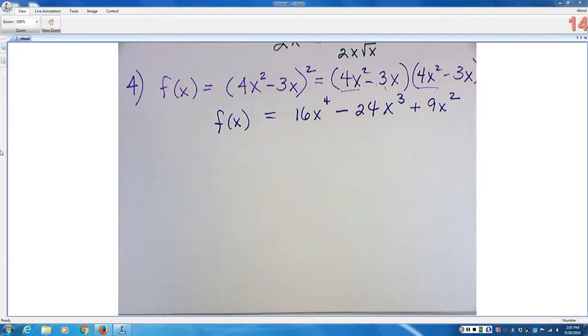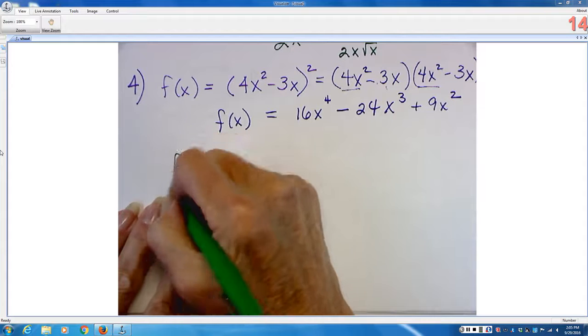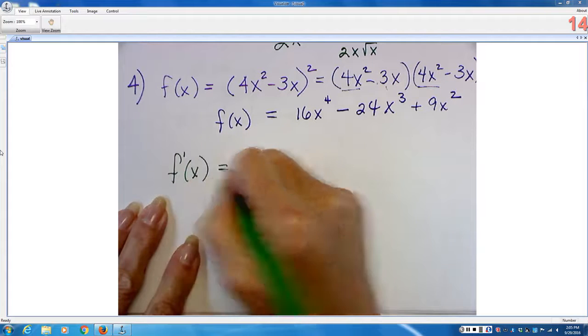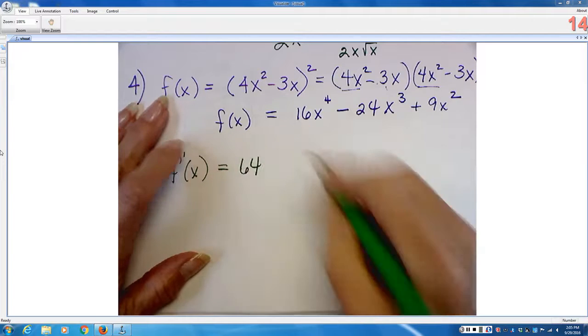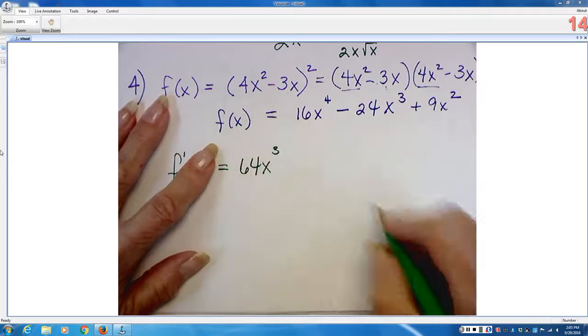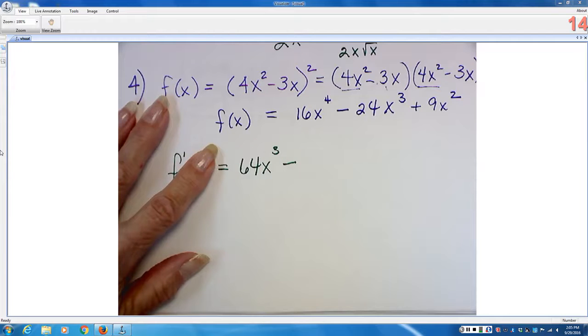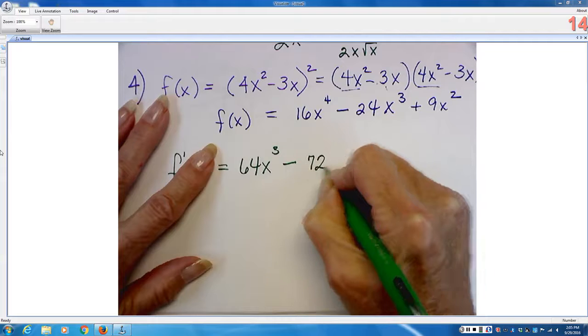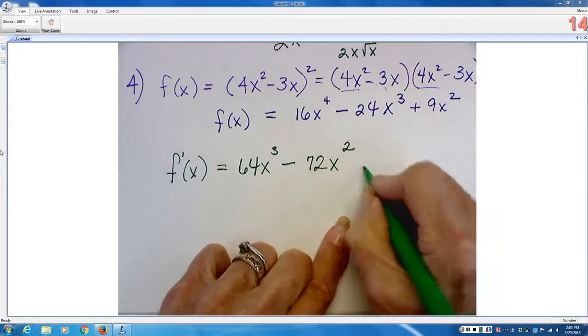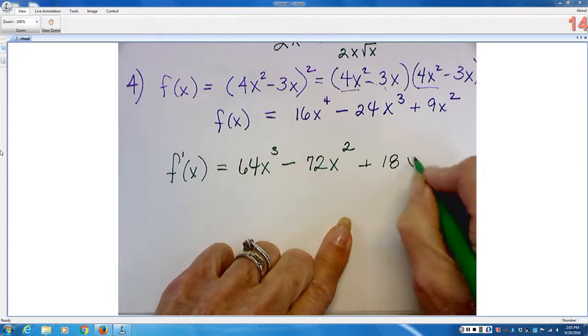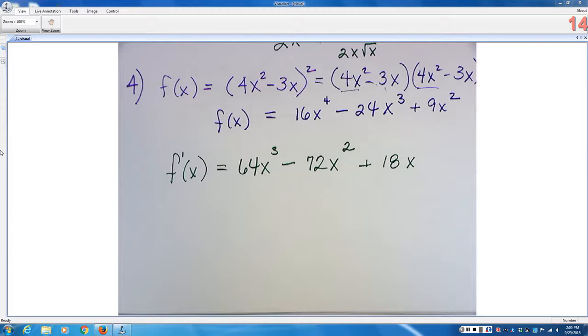So then f prime of x is going to be 4 times 16 is 64 x to the 3rd, minus 3 times 24 is 72 x squared, and then 9 times 2 is going to be 18 x to the first power. And there's not much else you can do with that. Does anybody have any questions so far?